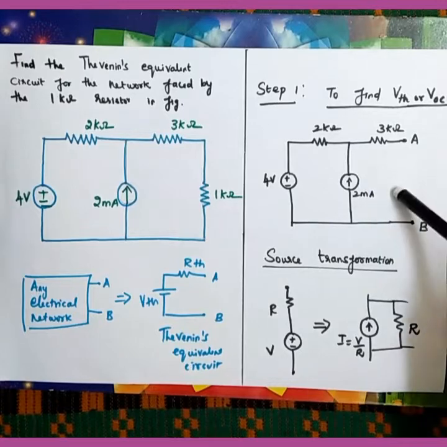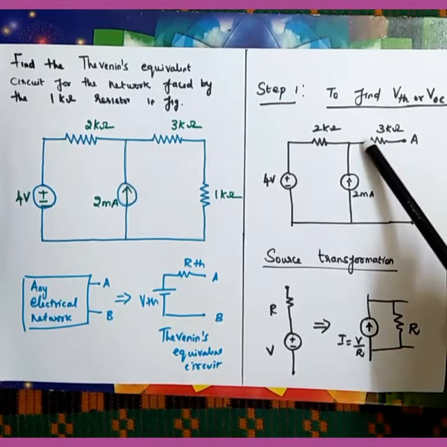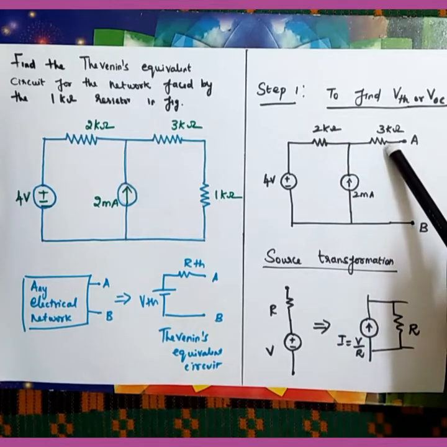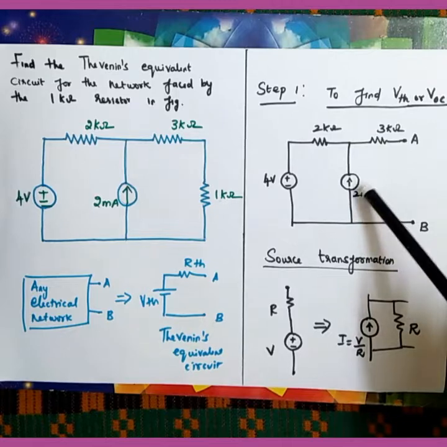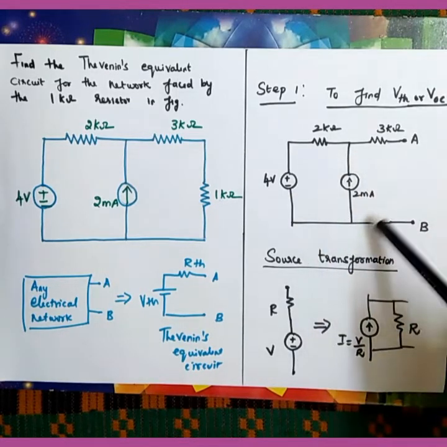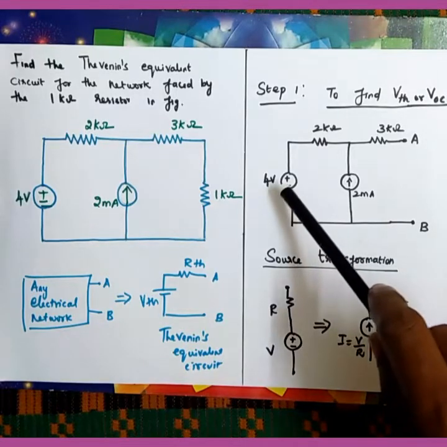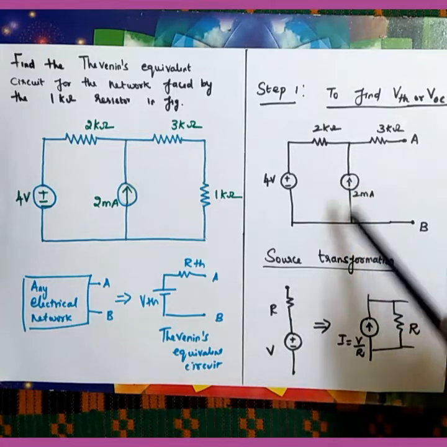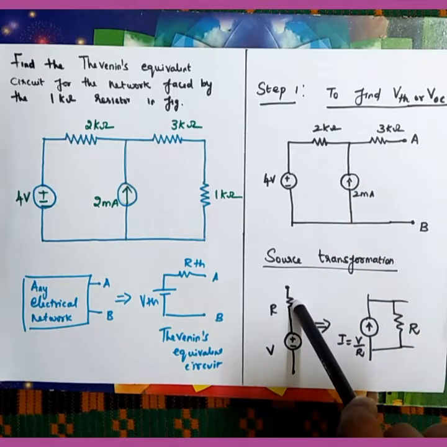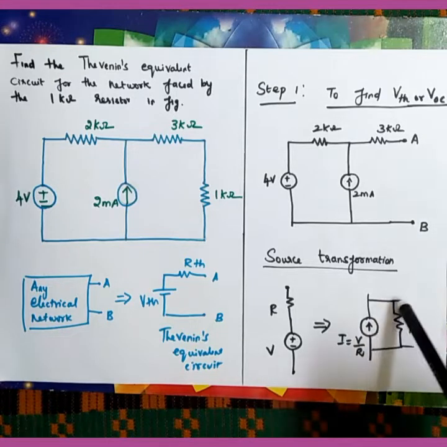To find the voltage, we know that V is equal to I into R. So we need the current flowing through these resistors. So we have to find out the current flowing through all these elements. For that, we are going to implement the source transformation technique here. Why? Because the circuit has a combination of both voltage source and current source. We know that any voltage source in series with a resistor can be transformed to a current source with the resistor in parallel.